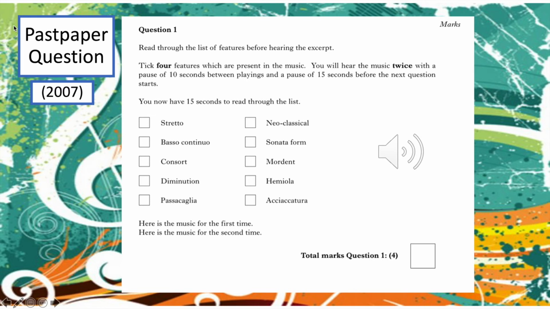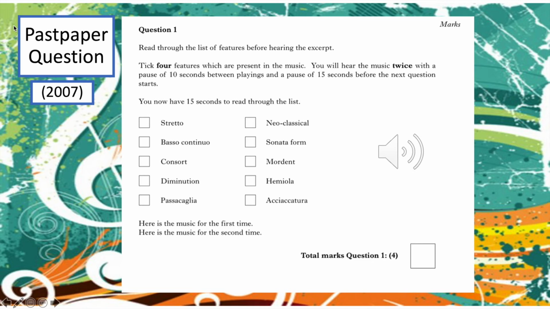And then we've got mordant and acciaccatura. Unless you're absolutely certain you hear both of them, they're options for you in terms of ornaments. So my guess is it's going to probably be one of them. So unless you're absolutely certain, make sure that you apply these things when you do these multiple choice questions, as it will help you answer it effectively.